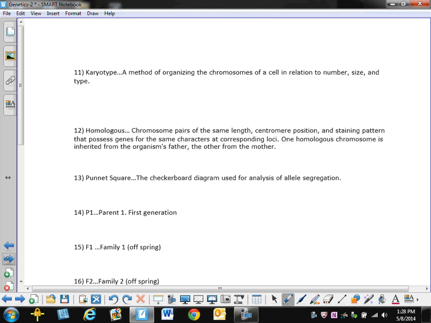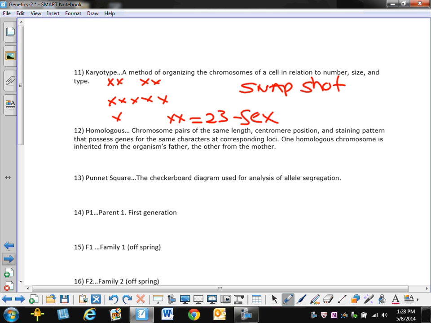Karyotype. Remember I showed you the chart, and it's in your notes, of all the chromosomes. And we said the 23rd one over here was the sex chromosome. It is a snapshot of an organism's genetic makeup.